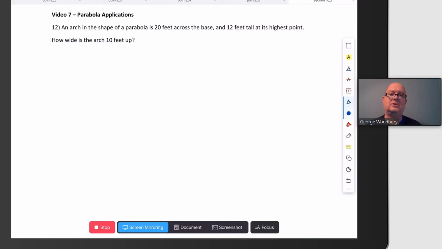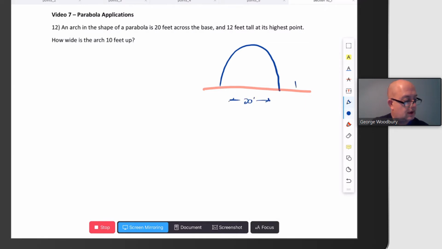This first one says an arch in the shape of a parabola is 20 feet across the base and 12 feet tall at its highest point. Thinking about that kind of shape, here's the ground. It's 20 feet across the base, and at its highest point, it's 12 feet. Not to scale. What we've got to do first is figure out what coordinates we're going to use for the vertex.